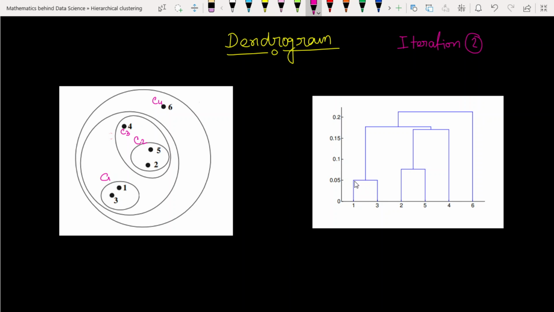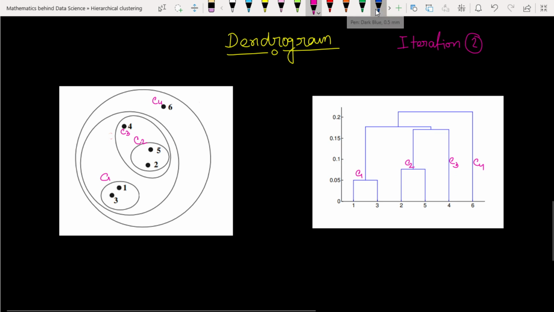This is cluster 1, we will merge C1, 1 and 3. This is cluster 1, 2 and 5. This is cluster 2, 4 is cluster 3 simply, and 6 is cluster 4. We will be doing this in iteration 2.